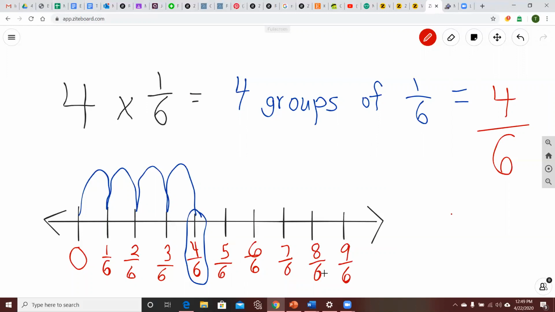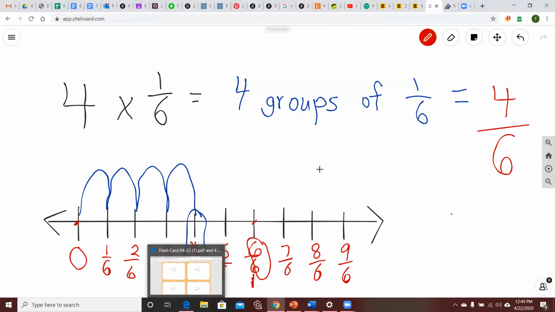Okay. And remember from what you learned in 3rd grade, this is cut into 6. That would be right here where this is one whole. So from this point here to here is our 6 equal parts. 1, 2, 3, 4, 5, 6. Okay, just a reminder. So I've got to do 4 groups of 1/6.